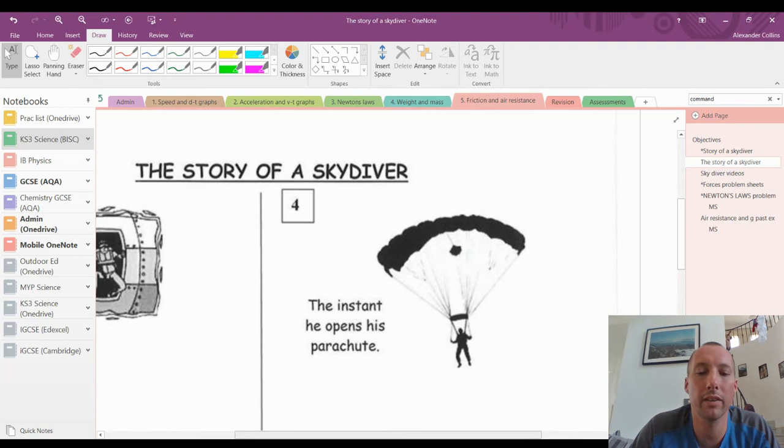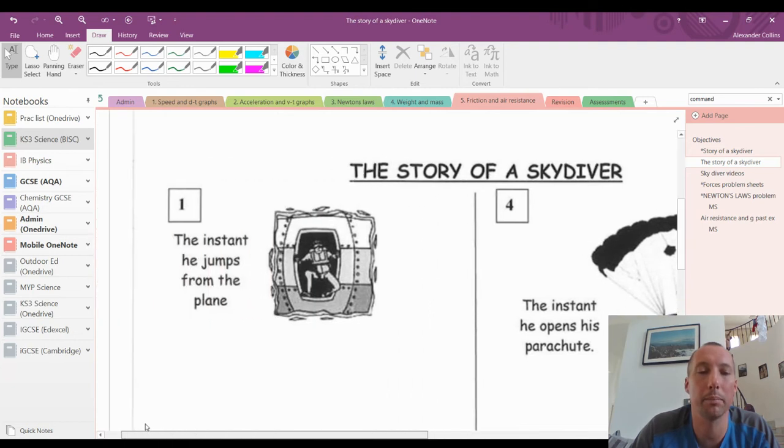So we're going to be identifying what forces are acting on that skydiver, and then looking at how that might affect their motion. So let's start off with number one. Okay, number one is the instant he jumps from the plane. So just before this, he's going to be standing on the plane, and his weight is going to be acting down, but it's going to be balanced by the normal reaction force acting up.